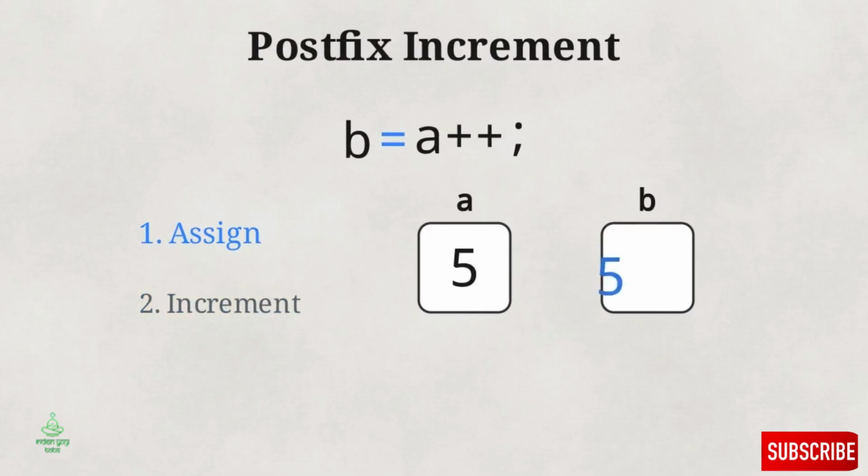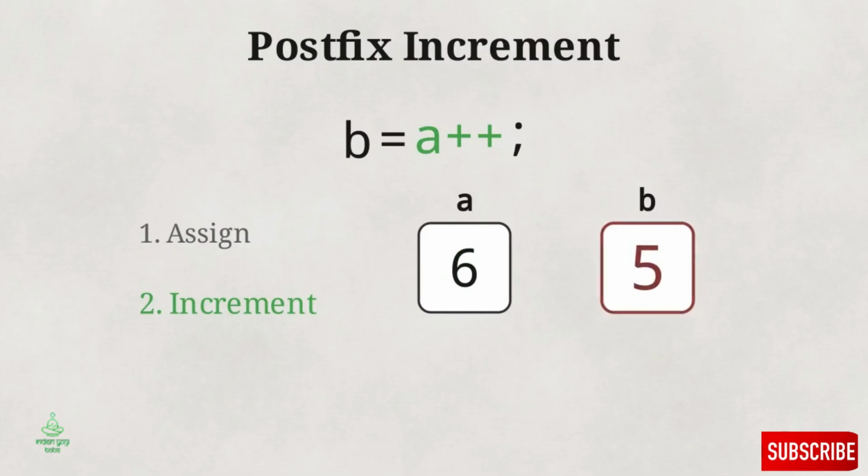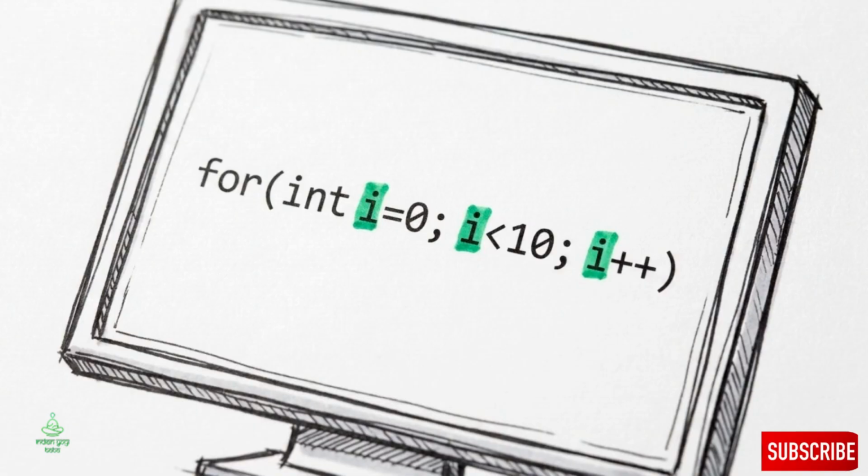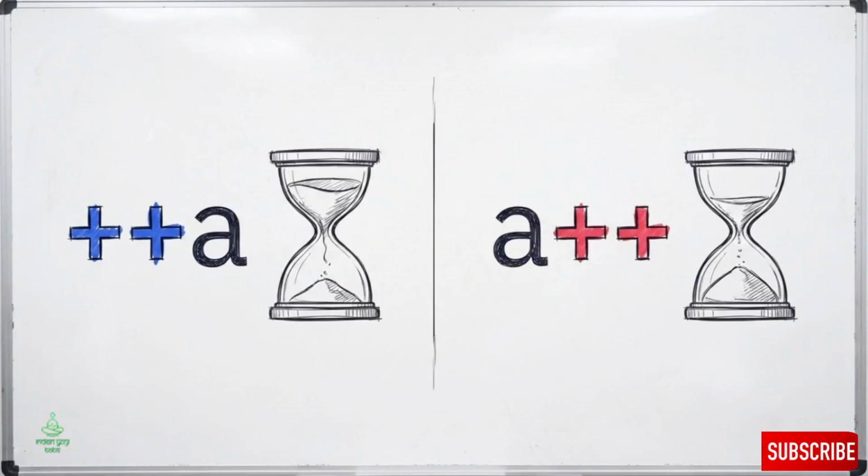With a postfix increment, the current value flows into B first. The variable A increments afterward. In this timeline, B receives the original 5, while A finishes at 6. This chronological difference is essential for controlling how data is processed in loops. Choosing between prefix or postfix lets you decide exactly when a variable updates during a calculation.